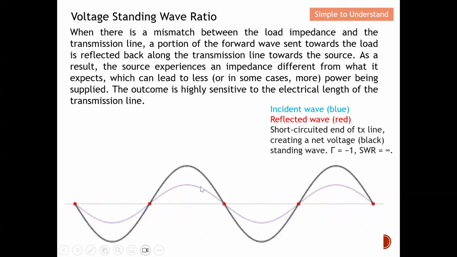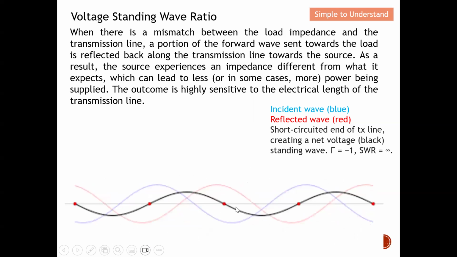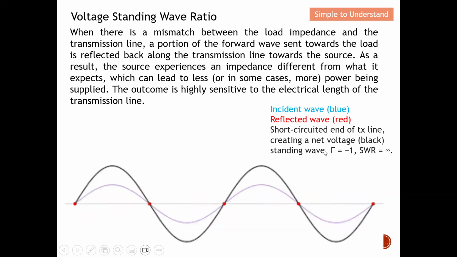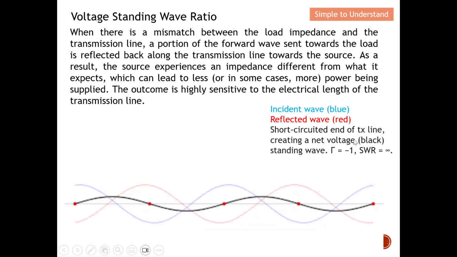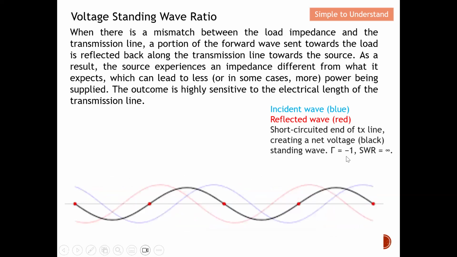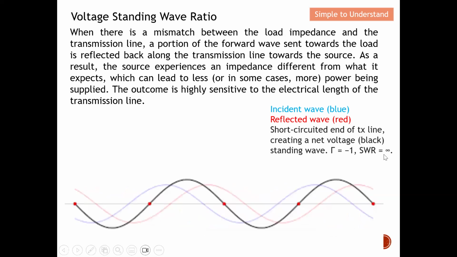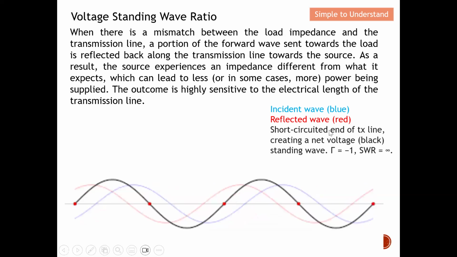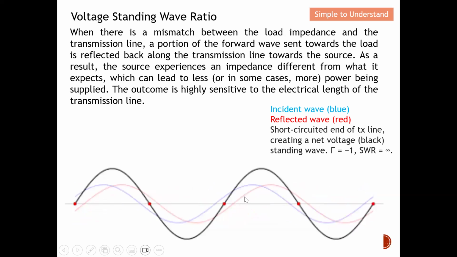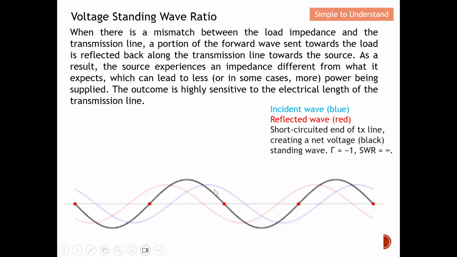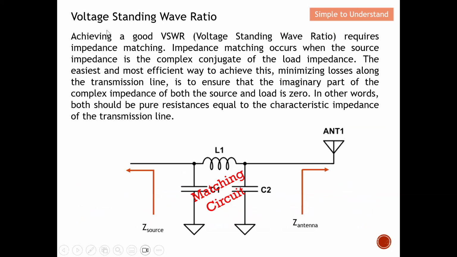So this example illustrates that all the forward wave is reflected back, and therefore later on you will see that for this case the reflection coefficient will be -1, and the VSWR will be equal to infinity. Later on you will be able to understand this. But at this moment I just want to quickly explain this chart so you understand VSWR. Next, the last slide for this general VSWR.